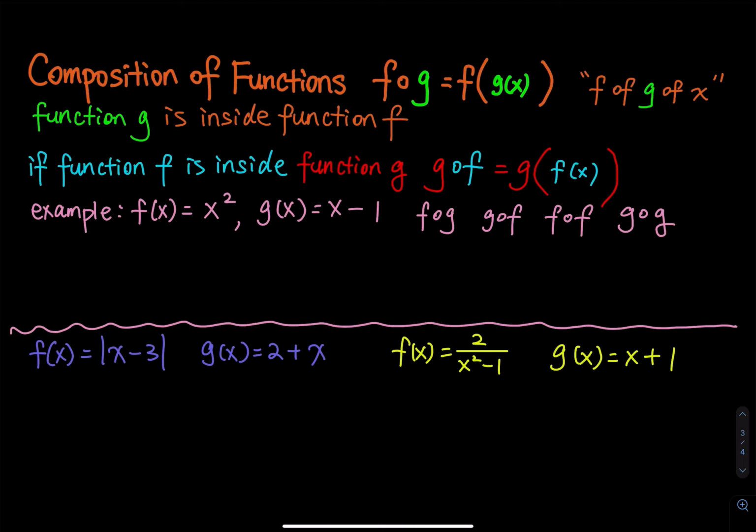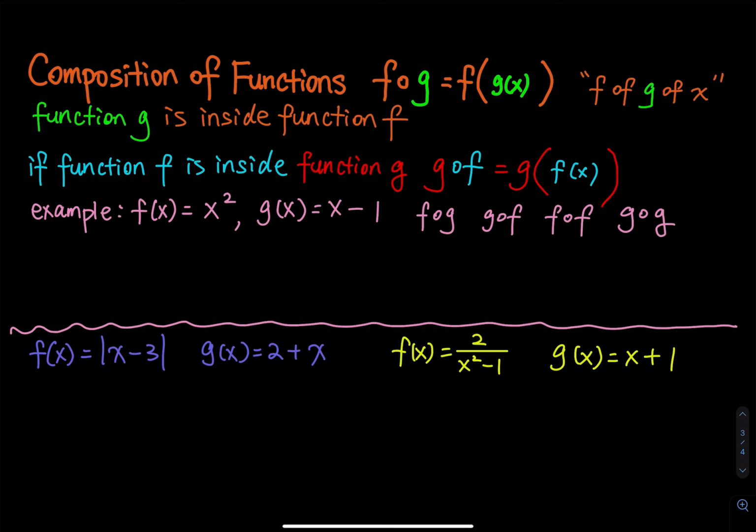Composition of functions, sometimes we just call this a composite function. Very easy to understand, nothing hard to worry about. So let's introduce another notation. Take a look at this. We have f∘g. So what is f∘g? f∘g means f of g of x. So the way we read this is f of g of x.